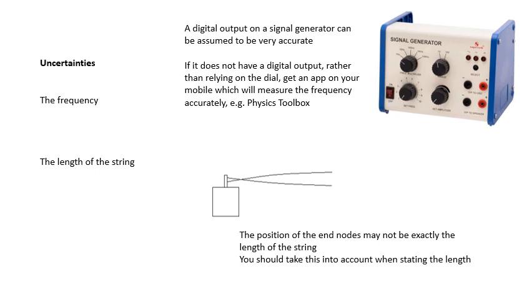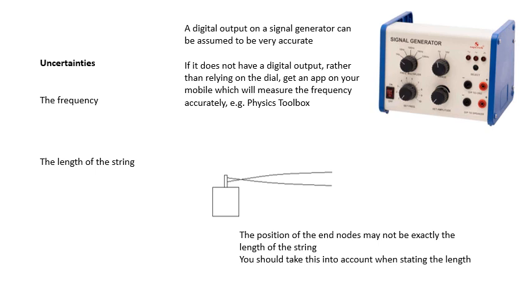Uncertainties. What uncertainties? Well, what are we measuring? We're measuring the frequency and we're measuring the length of the string. Now, if your signal generator has a digital output, then you can assume that it is accurate and precise enough, to the nearest hertz or to the nearest 0.1 of a hertz, whatever. If it doesn't have a digital output, then you could rely on the dial, which has an analog kind of scale.